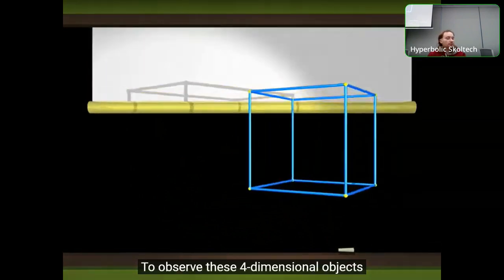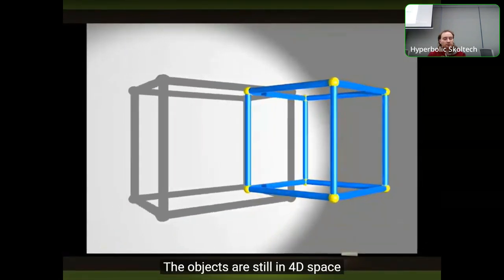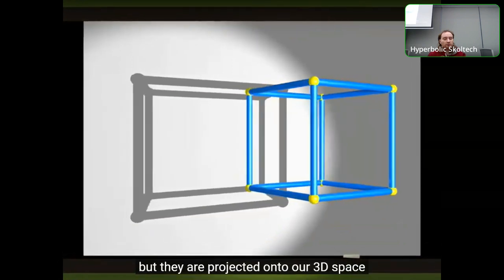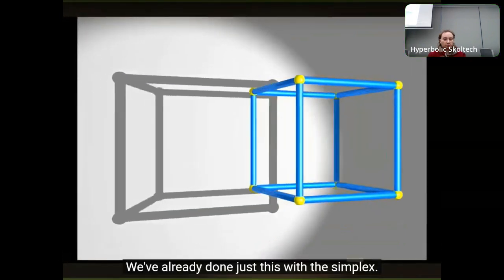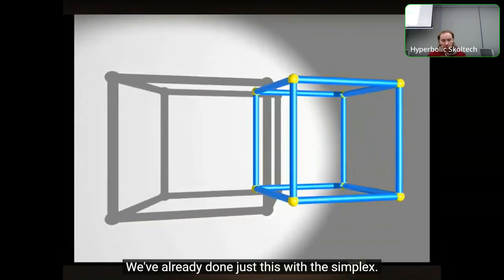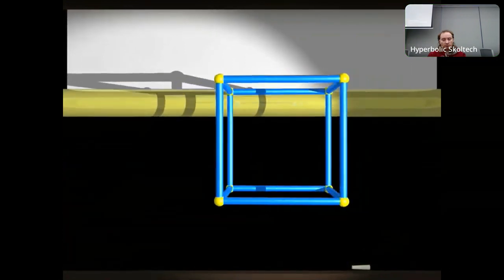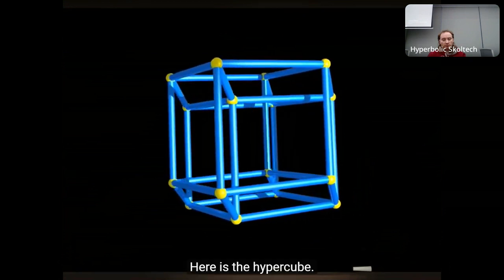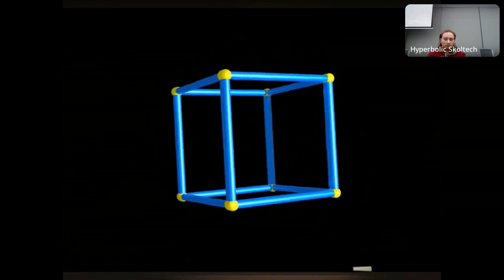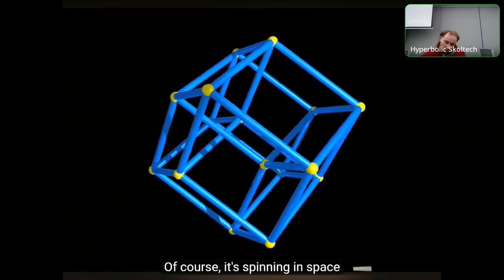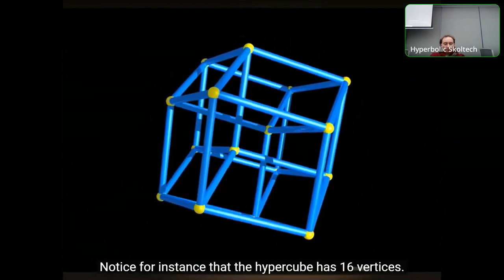To observe these 4-dimensional objects with our 3-dimensional eyes, we can look at their shadows. The objects are still in 4D space, but they are projected onto our 3D space, exactly like a painter might project a landscape onto his canvas. We've already done just this with the simplex. Here is the hypercube. Of course, it's spinning in space, so that we can appreciate all the details. Notice, for instance, that the hypercube has 16 vertices.